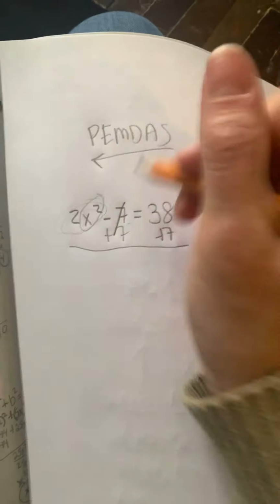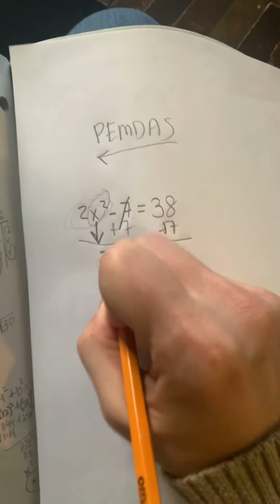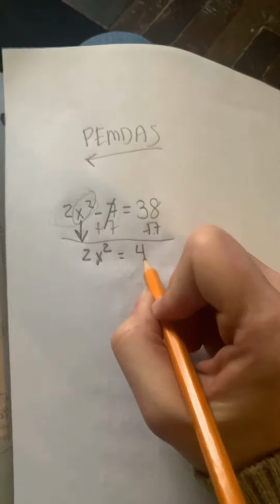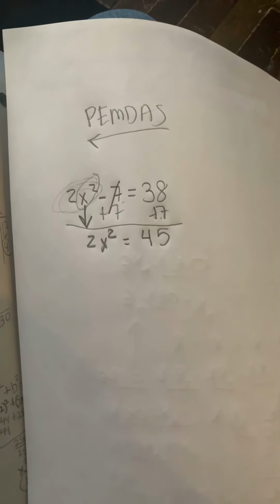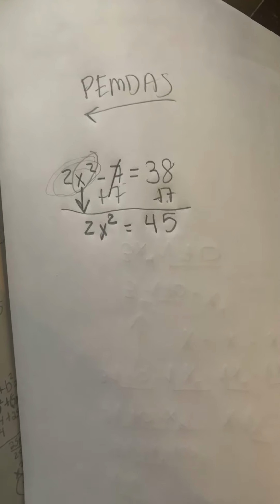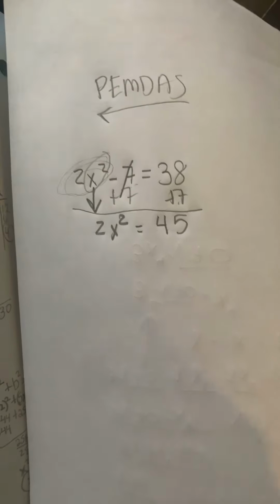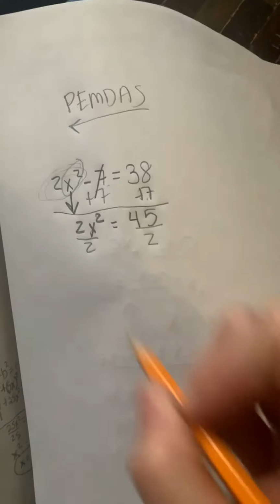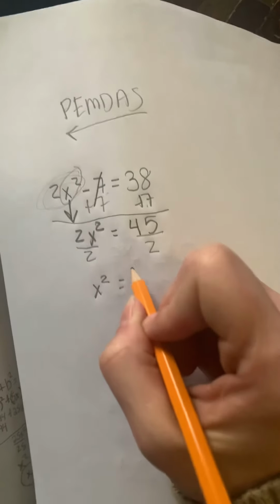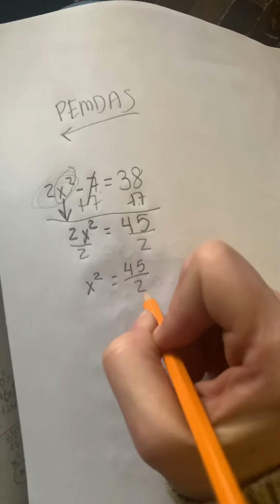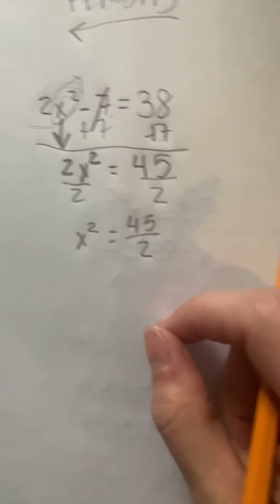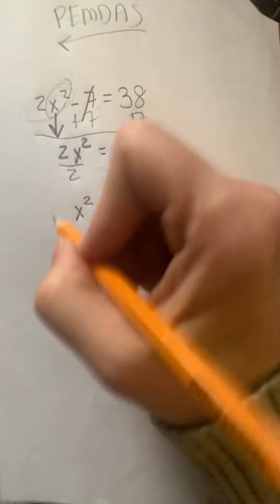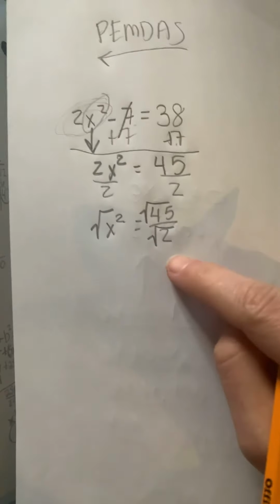These cancel out, and I just bring my 2x squared down. 38 plus 7 is 45. I divide by 2. I get x squared equals 45 over 2. So I have to take the square root of 45 and the square root of 2. If you write it this way, it's easier to think about.